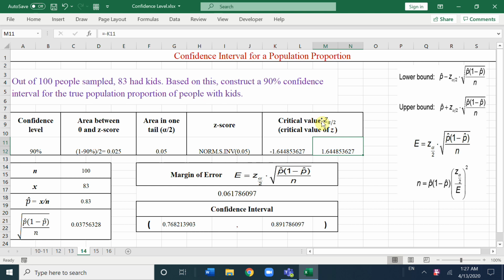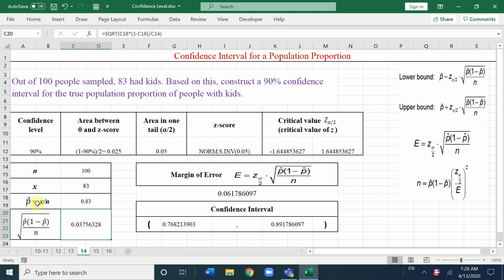So we get the critical value. This z for half alpha is 1.64. Then the margin of error we get is this, based on this formula. And the confidence interval: the lower bound is p hat, the point estimate, minus the margin of error. P hat plus the margin of error is the upper bound. So you just use the formula: p hat is here, minus the critical value times this number. This is the lower bound, then the upper bound.